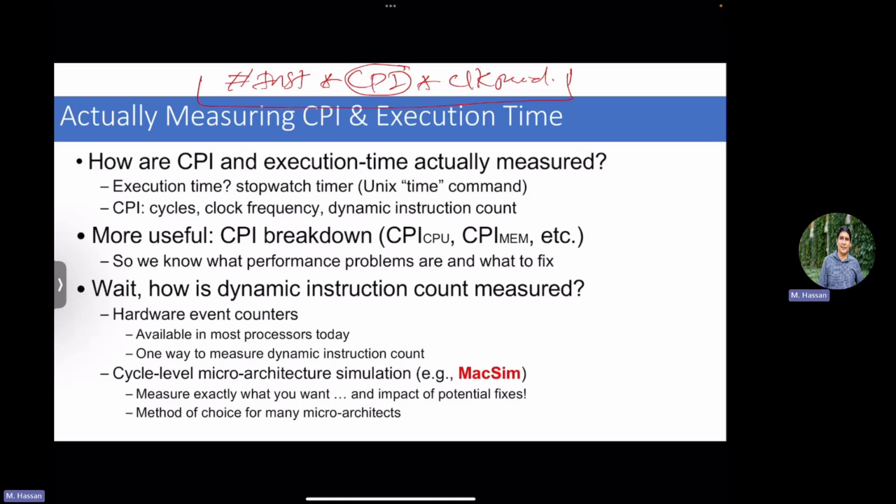How do I measure this in real hardware or even in your current laptop? Is there a way to know if I run an application, how much time does it take? What do you think?